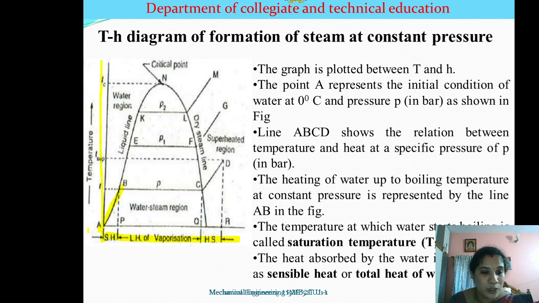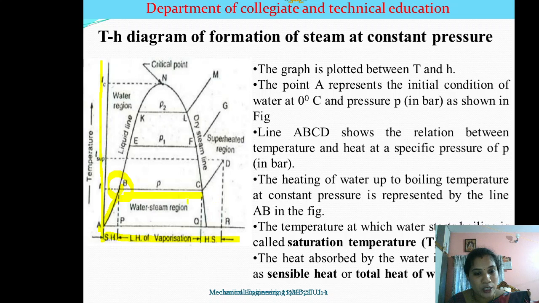During the process A to B, there will be an increase in temperature until it reaches the boiling point of the water. Instead of saying boiling point, we need to say the saturation temperature, T saturation. Till it reaches the saturation temperature, there will be a rise in the temperature of the water.